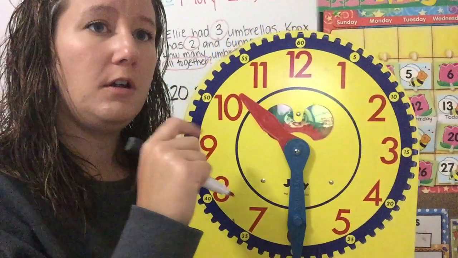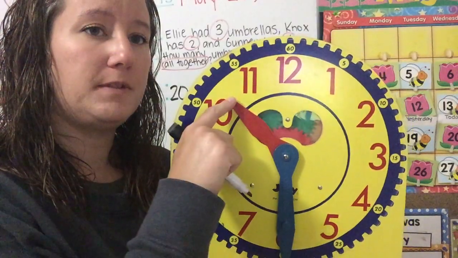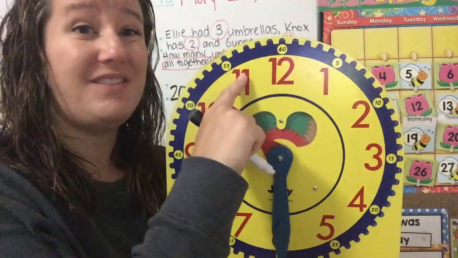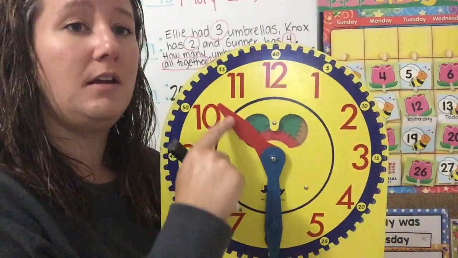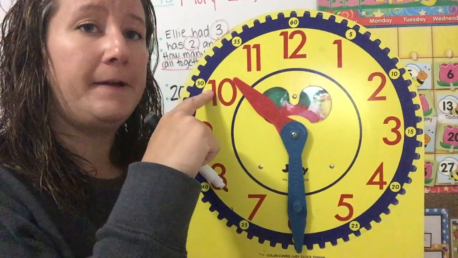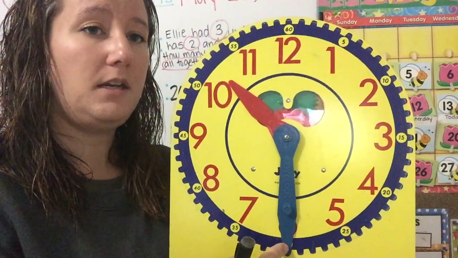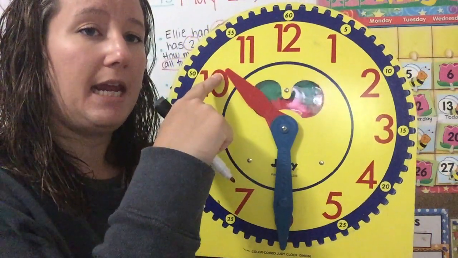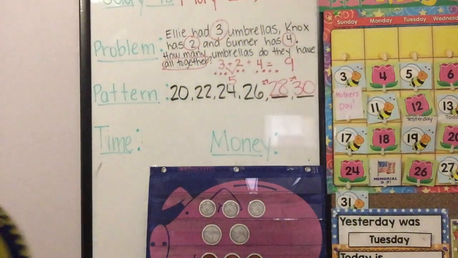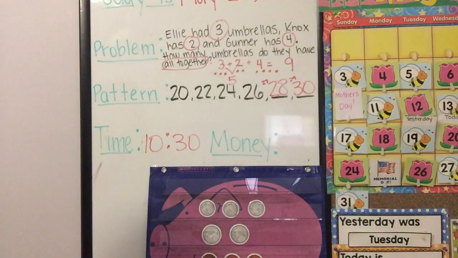Okay, so remember when your hour hand is between 2 numbers, we have to bounce back. We have to bounce back. So we're going to bounce back to the 10 because we have not gotten to the 11 yet. So we can't jump all the way up to our friend 11 because we haven't finished with 10. So we're bouncing back to the 10. So our hours is 10 and our minute hand is on the 6. And that tells me how many minutes? 30. Good. So we have 10:30 for our time. So let's go ahead and write that. 10:30. Good.